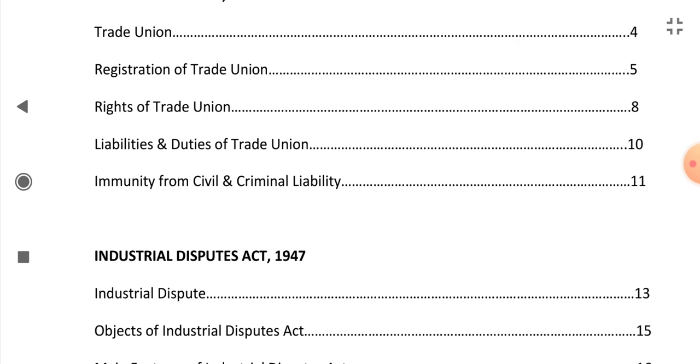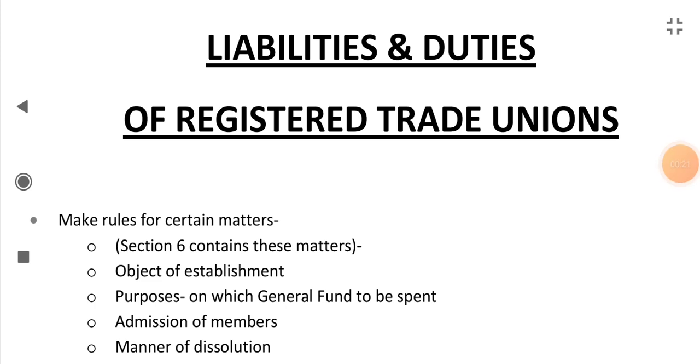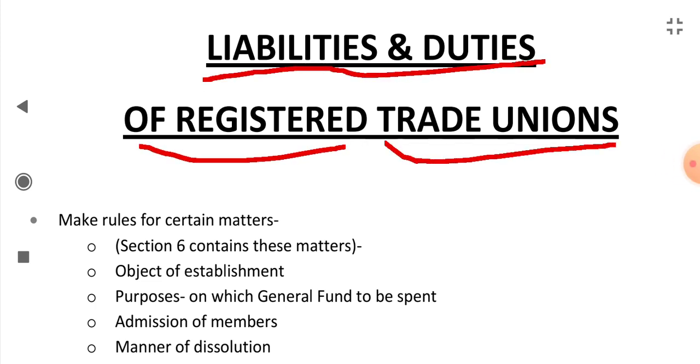So now we will cover the topic liabilities and duties of a registered trade union. Okay, on page number 10. Liabilities and duties of a registered trade union. A trade union which is registered, what are its liabilities and duties?